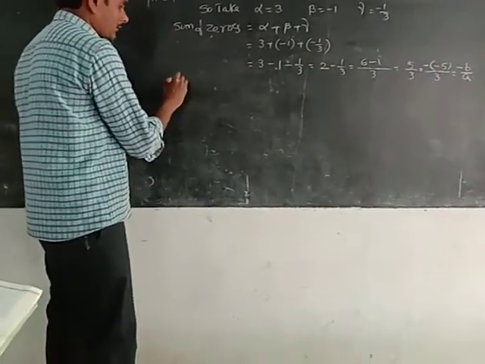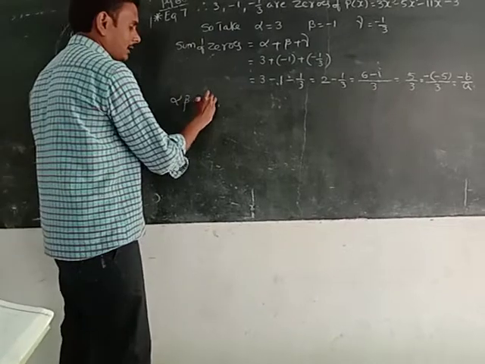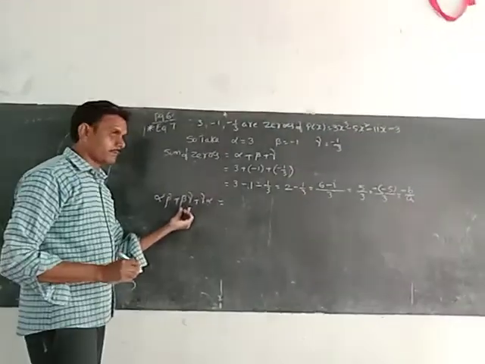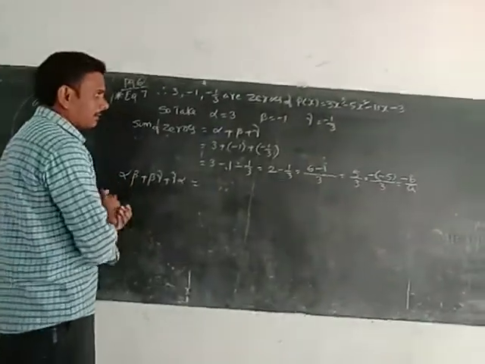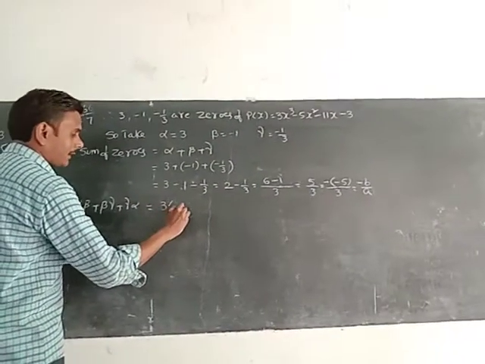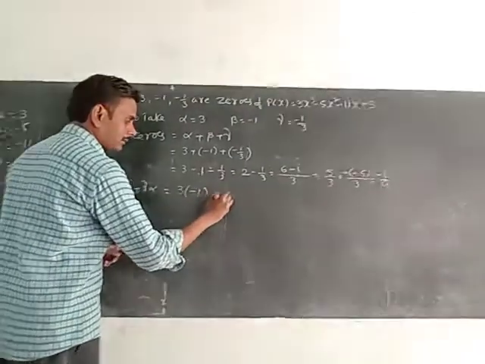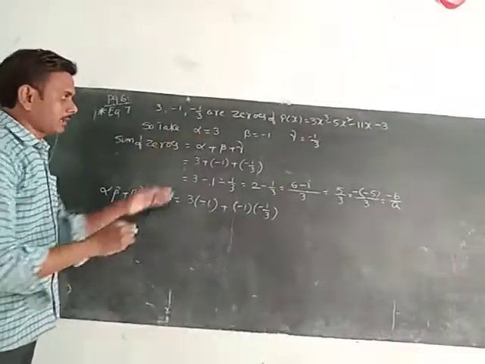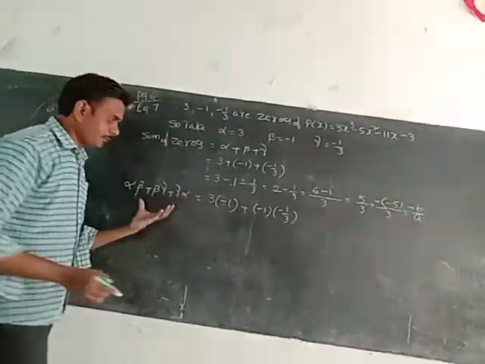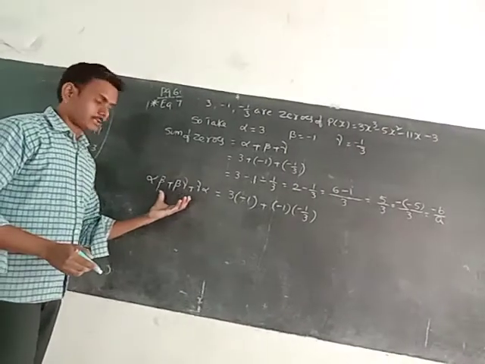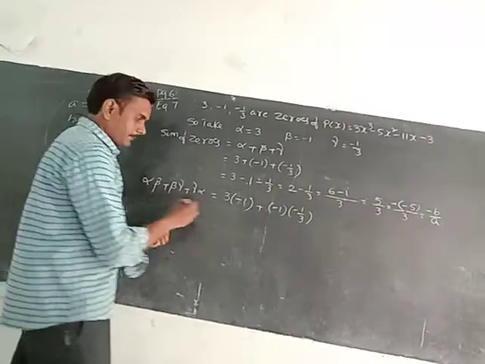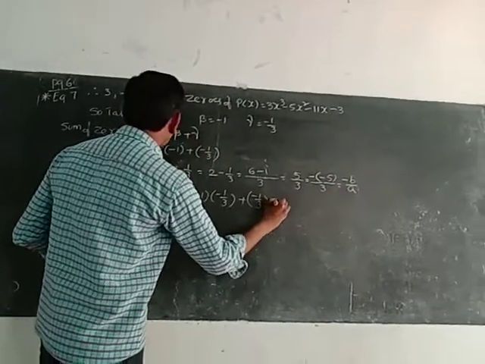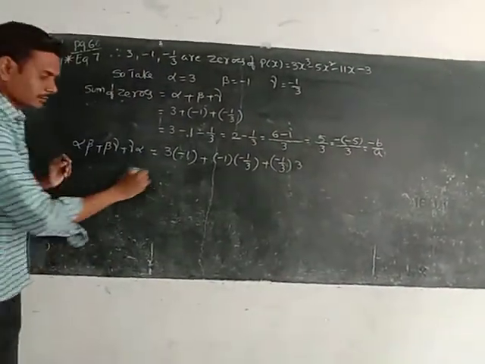Similarly, the sum of the product of zeros, that means alpha beta plus beta gamma plus gamma alpha. Alpha beta means 3 into minus 1. Beta gamma means minus 1 into minus 1 by 3. Just replace these three values, alpha value, beta value, gamma value. Gamma alpha means minus 1 into 3. Now simplify this one.